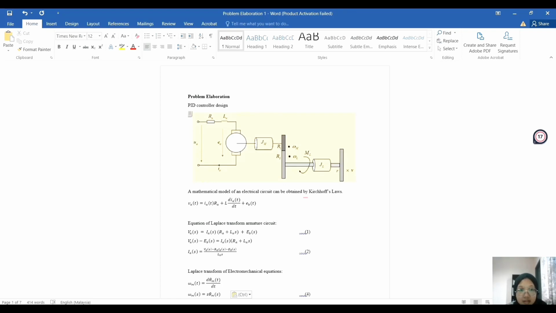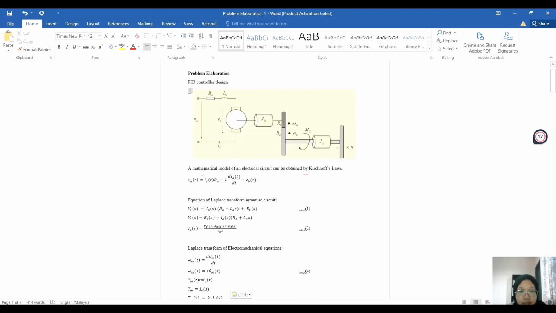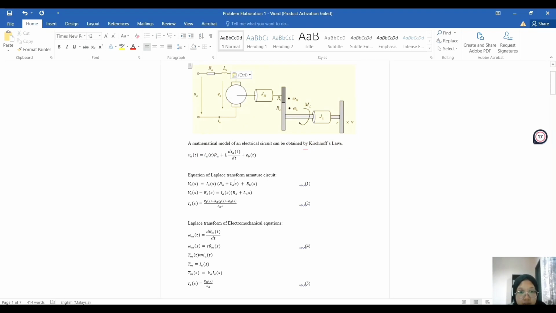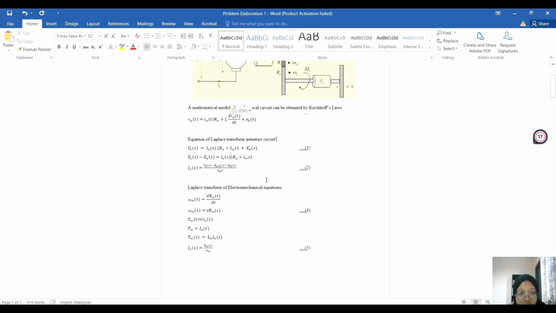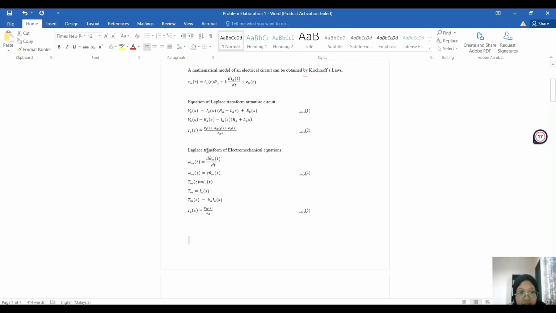I will present the problem elaboration for the PID controller design. We know that the system is electromechanical with gear. We derive the model by a mathematical model of the electric circuit first. Then we Laplace transform the armature circuit. This is equation 1. For equation 2, next, the Laplace transform of the electromechanical equation.